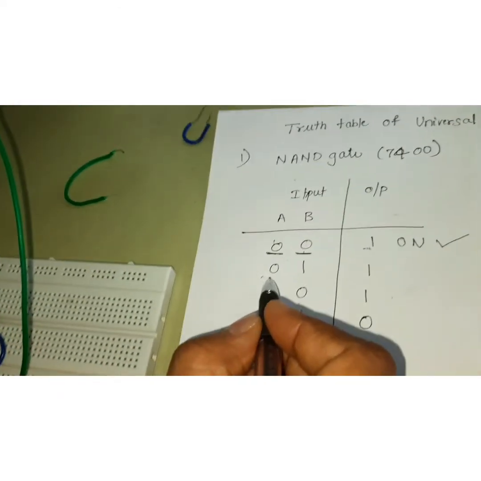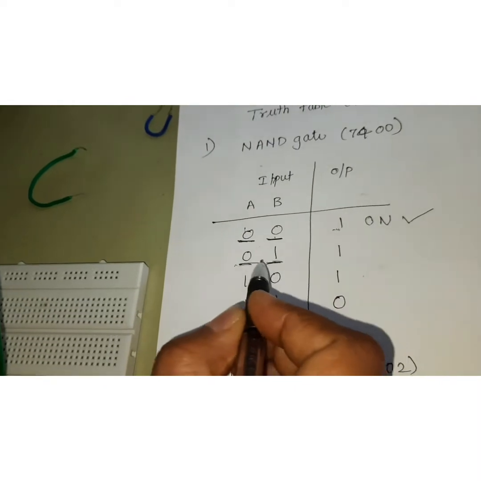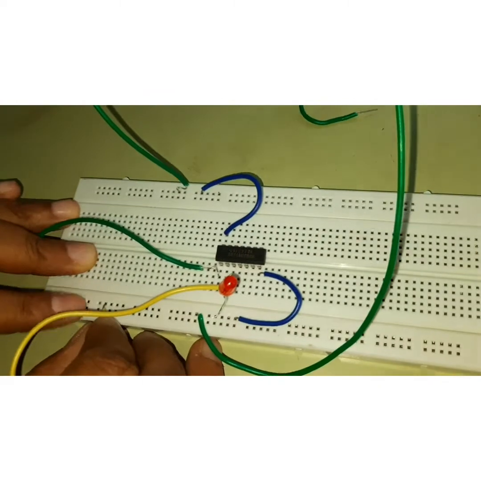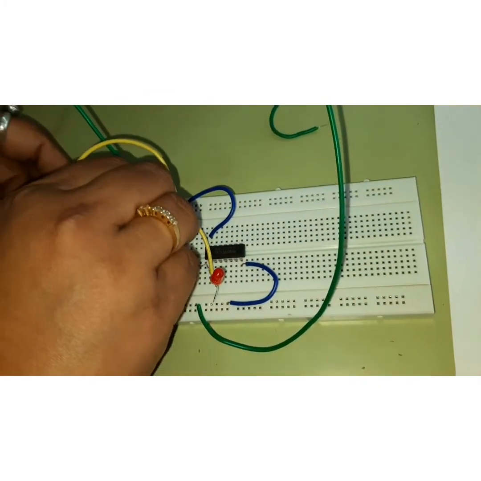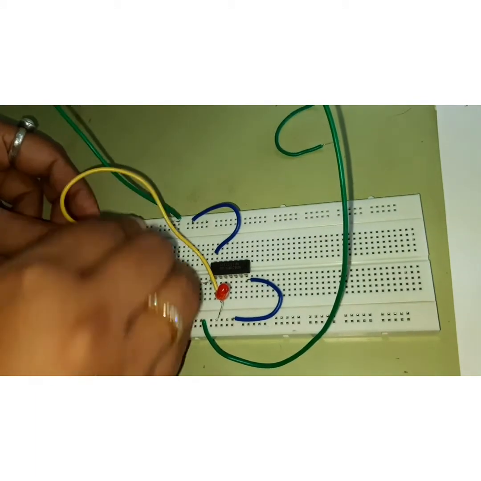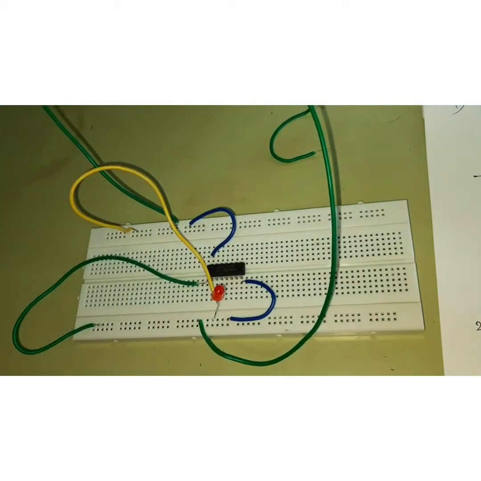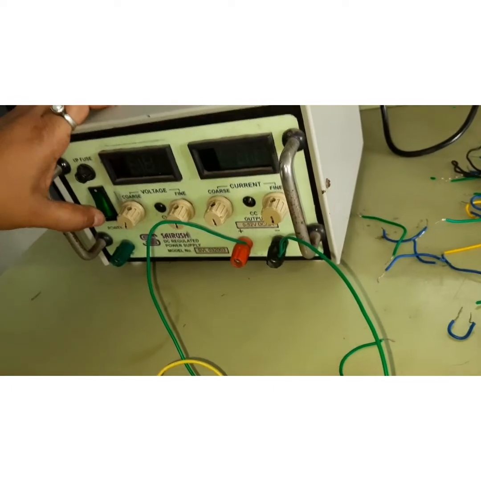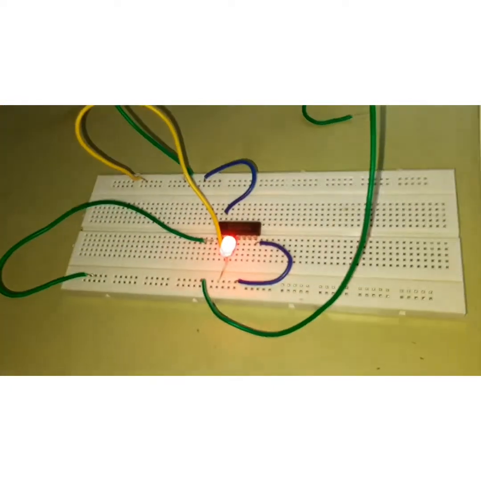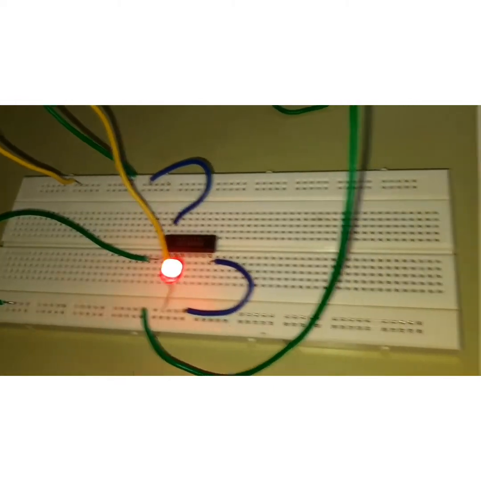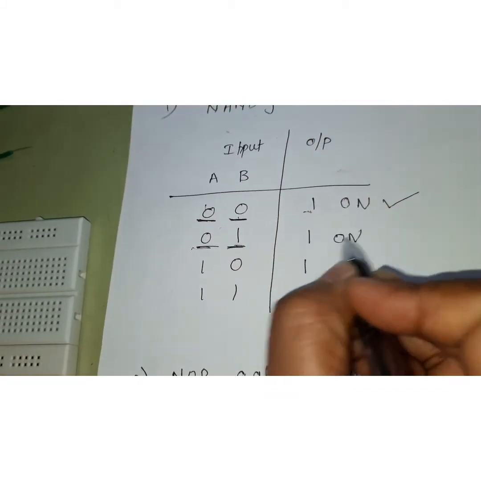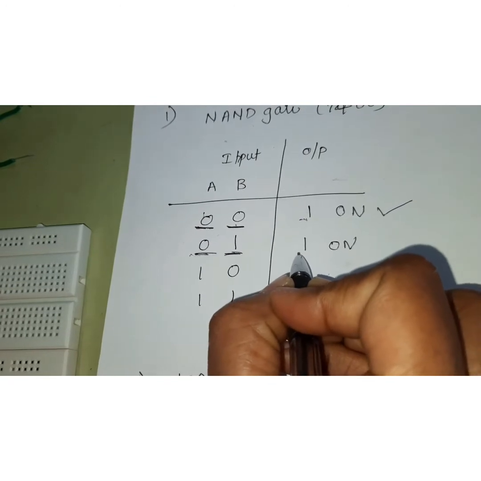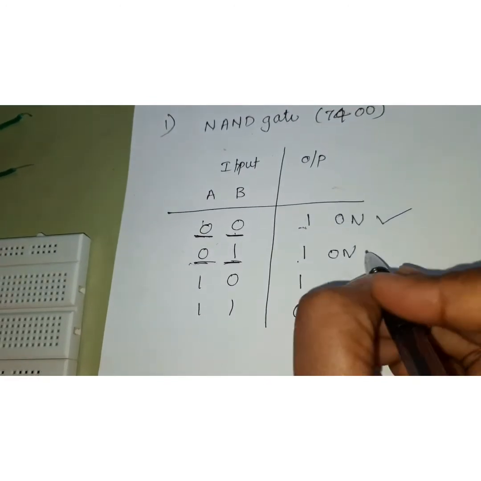Now A is 0 and B is 1. A is already at 0. I'll remove B and connect it to logic 1, that is VCC. I'll switch on the power supply, and you can see that the LED is on. So here in the truth table, the LED is on, and theoretically the output should be logic 1. Hence the second state is verified.